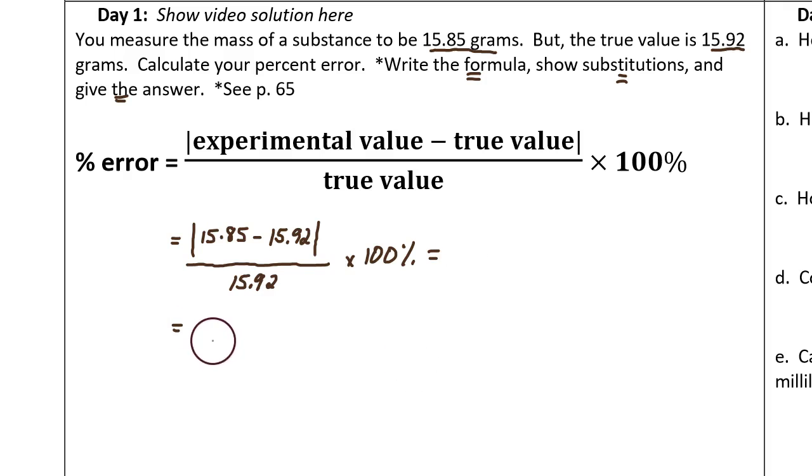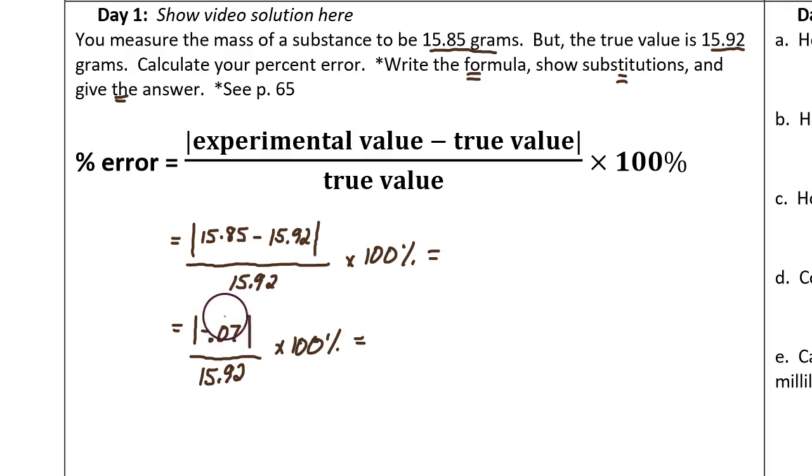From math class, we know that we do the work inside the grouping symbols first. So inside the absolute value bars, let's do that subtraction. The result will be the absolute value of negative 0.07. And close the absolute value bar. And this is divided by 15.92 and then multiplied by 100 with a percent symbol.